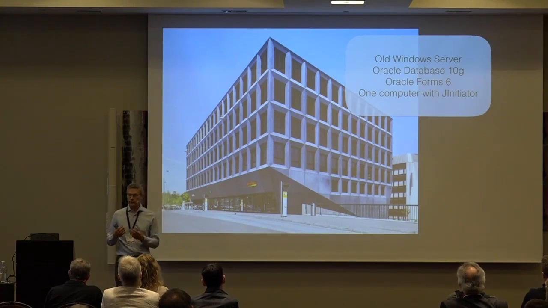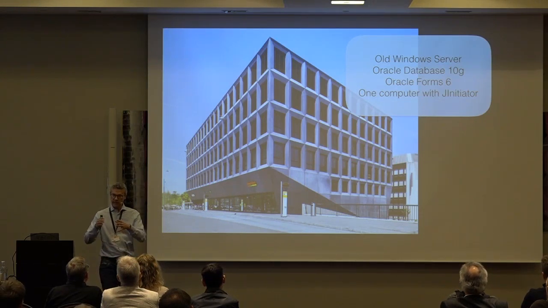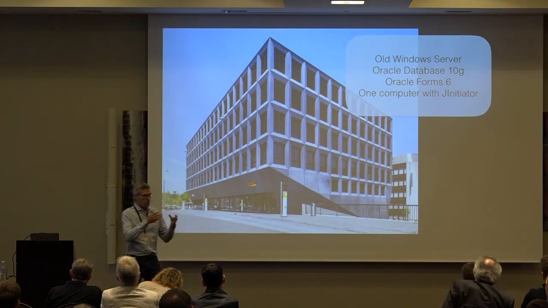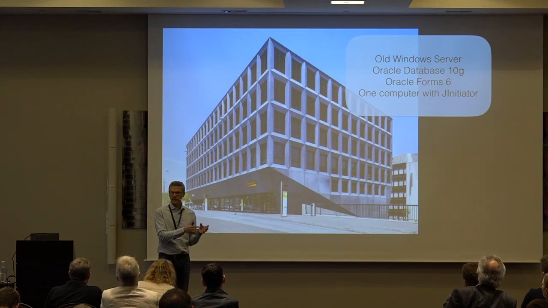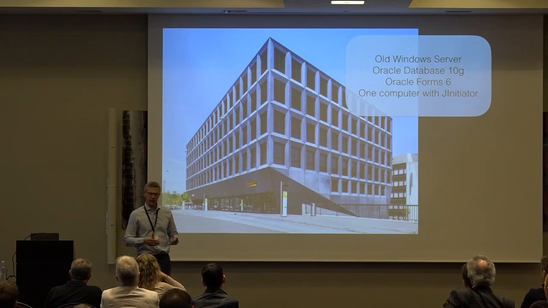Well, it wasn't me at first. And they said, well, we have this really old Windows server, and it runs like 10G database and Form 6. And, well, we have a problem with that one, because the application runs fine, and we're happy with it. Security was like there was only one computer in the whole building which had the correct JInitiator version on it. And they really wanted to get rid of that old server, so they needed to migrate.